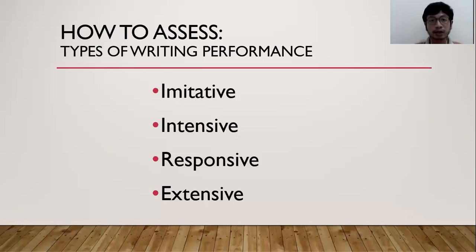So we can categorize the writing performance into 4 groups. The first one is the imitative, the second one is the intensive, the third one is responsive, and the last one is extensive. They are already in order, you know. So imitative is the first one, and extensive is the ultimate one. And they are ordered in terms of the development of the writing ability.